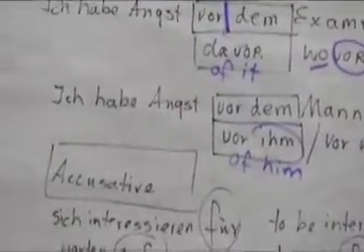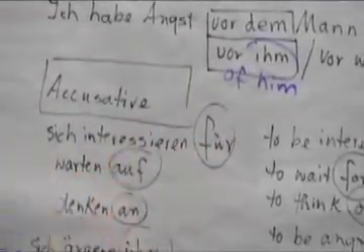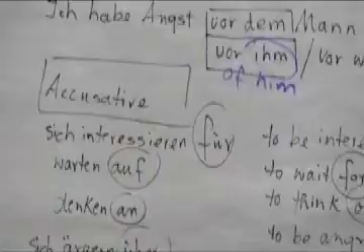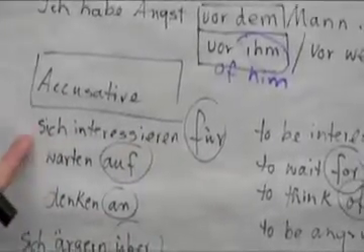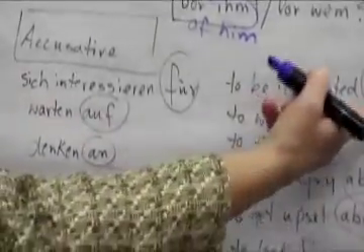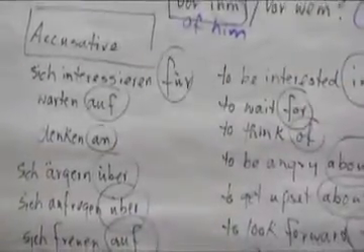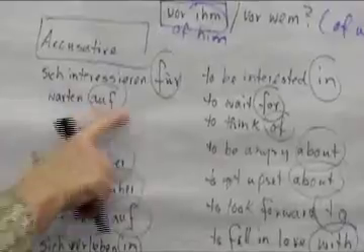Now there is a whole long list of verbs that have prepositions, and these prepositions always require the accusative case. And again, you have to memorize them. The first one is sich interessieren für, to be interested in. In German we say für, in English we say we are interested in something. Warten auf, to wait for someone.